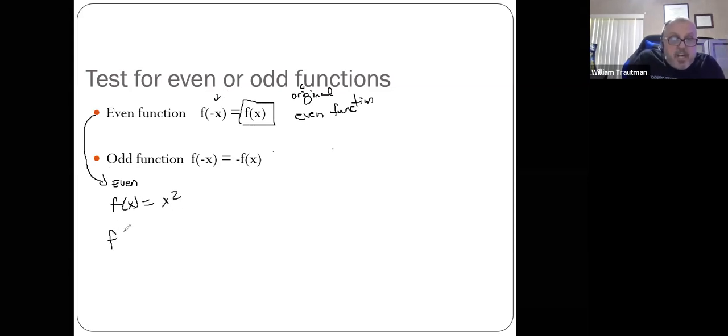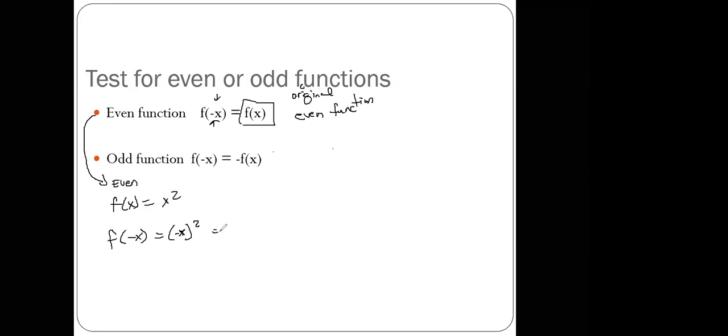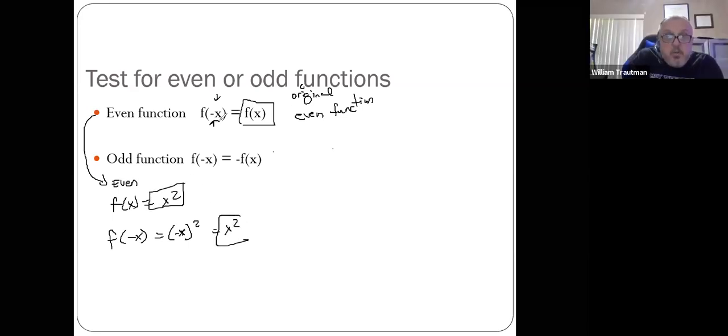Do you see? If I put a negative x in there, that's what it's saying. If you put a negative x in the original function, does anybody know what negative x squared is? x squared. It's just x squared. Do you see how we get the same answer? If you put a negative into the original function and you get the original function, then it's an even function. So f of x equals x squared is an even function.